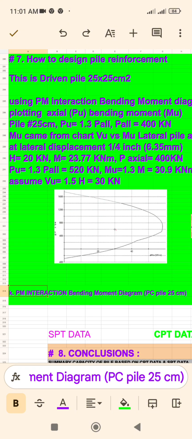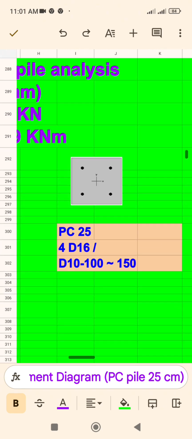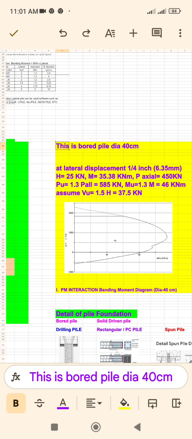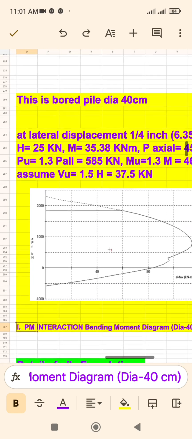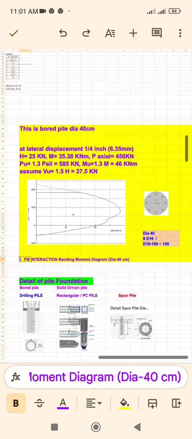Calculating the driven pile, the compression pile capacity is obtained: SPT data versus CPT data equals 1 versus 1.28. And the tension pile capacity, SPT data versus CPT data equals 1 compared to 1.475.